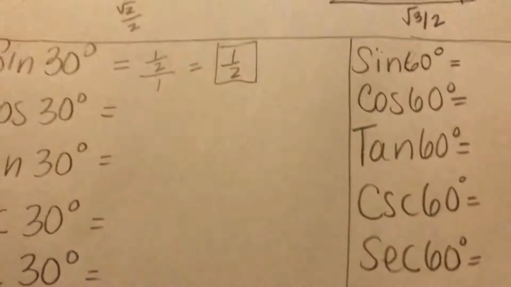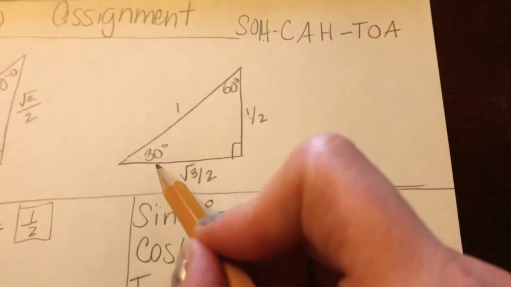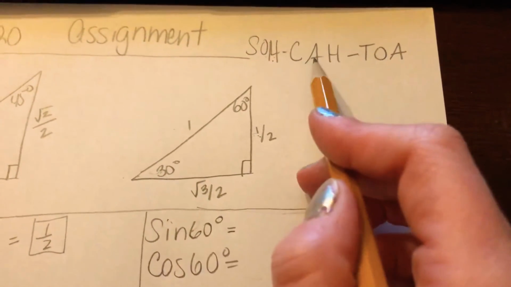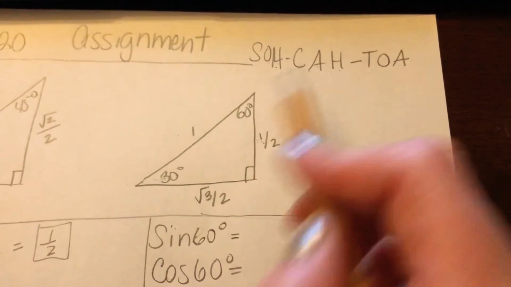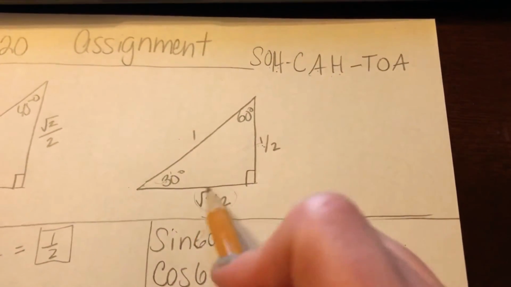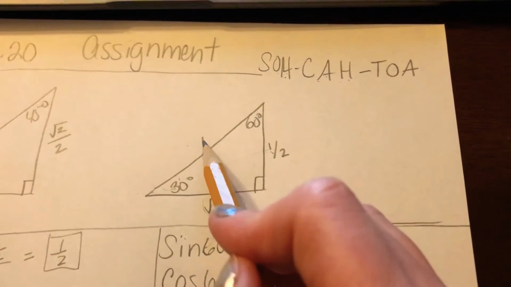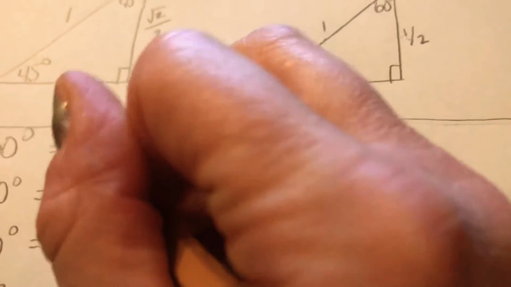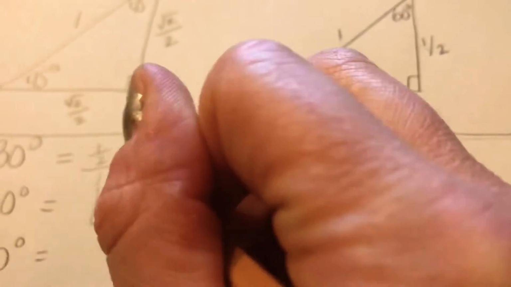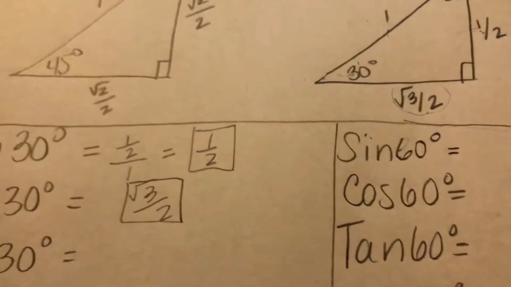Right? My cosine of 30 degrees. I'm back on the 30 degrees. Cosine is adjacent over hypotenuse. So my adjacent side is here. My hypotenuse is 1, so it's just radical 3 over 2, over 1, which I'm just going to write as radical 3 over 2. I'm not even going to bother writing over 1. Okay?